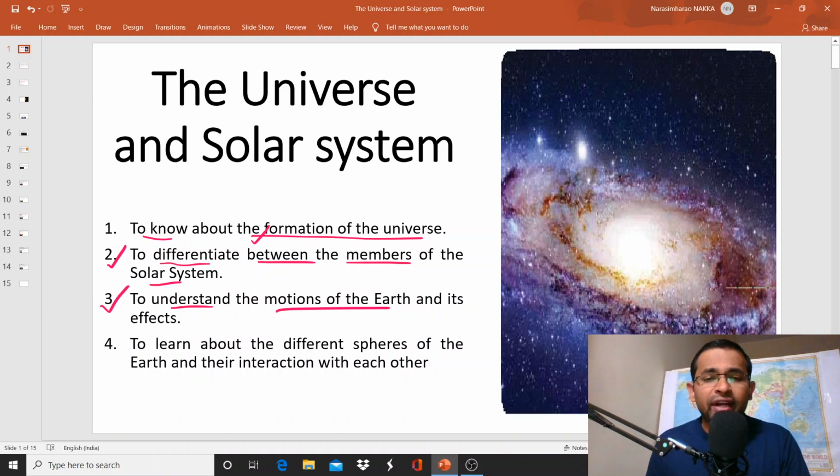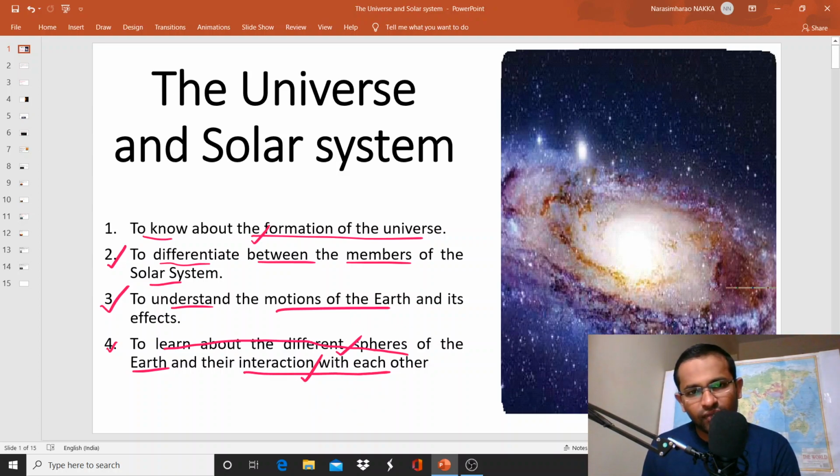Due to the rotation and revolution, there are some effects, and we are going to learn about these effects. And the fourth learning objective is to learn about the different spheres of the earth and their interaction with each other. We already discussed the spheres of the earth. They are lithosphere, atmosphere, and hydrosphere. And in this discussion, we are going to deliberate about the spheres of the earth and their interactions.